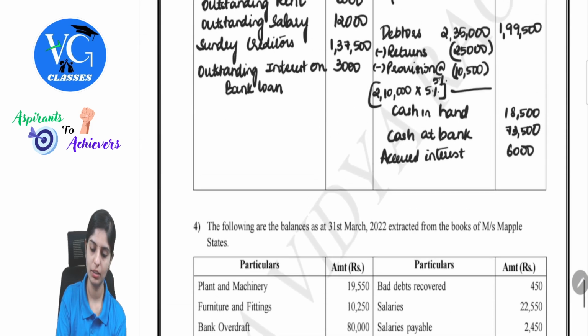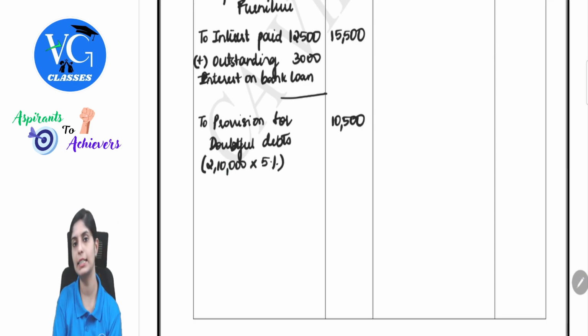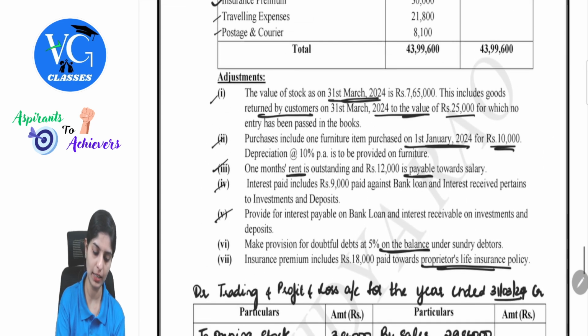That is 10,500. How did we get 2,10,000 into 5%? Is this clear? Yes. Next, this is done.